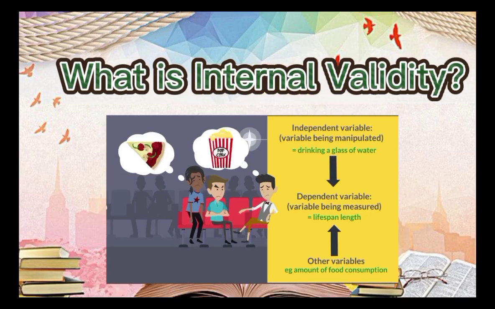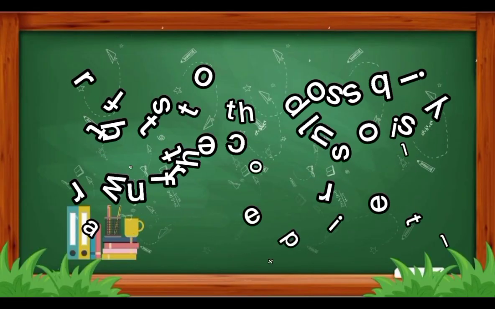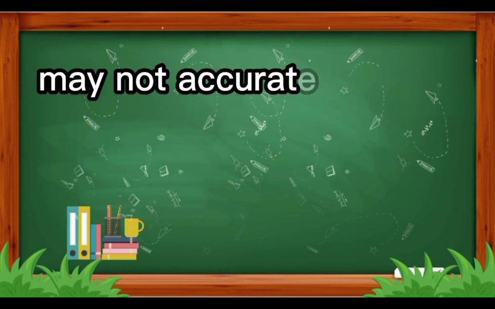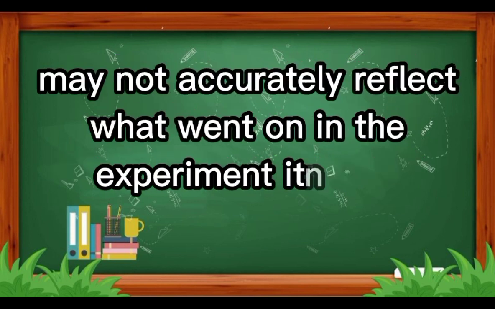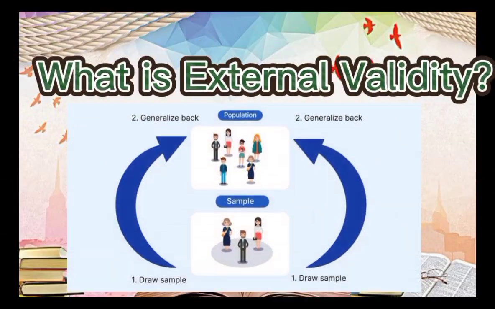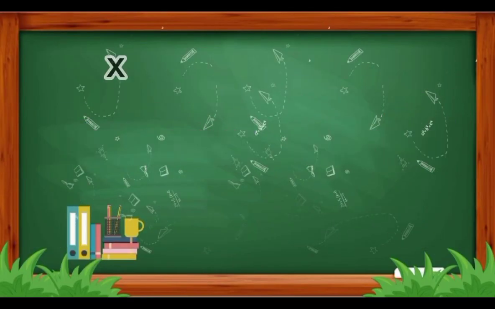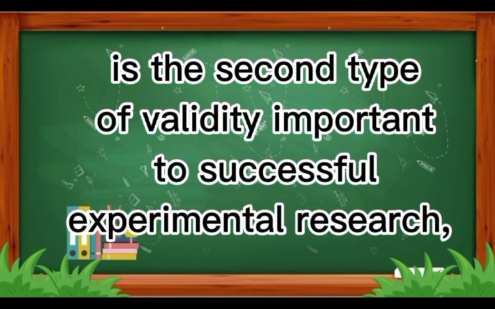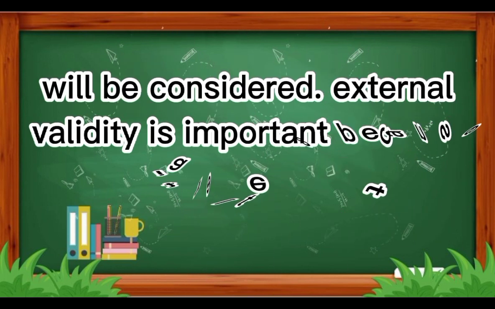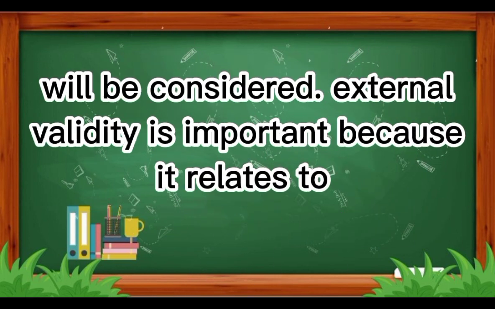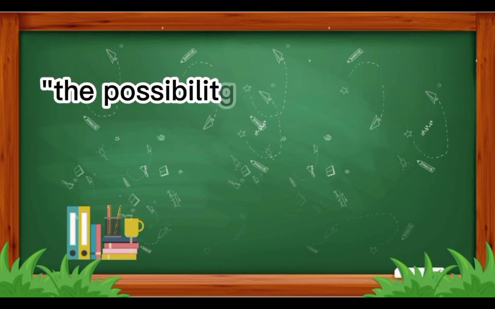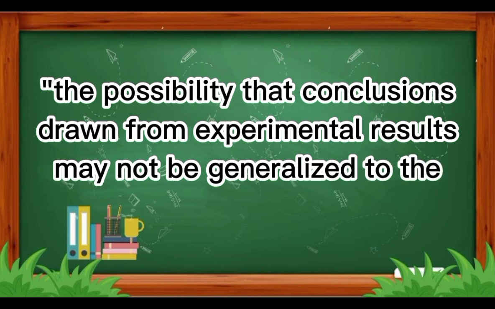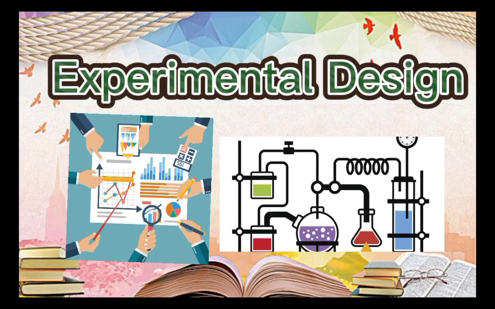What is internal validity? Internal validity refers to the possibility that the conclusions drawn from experimental results may not accurately reflect what went on in the experiment itself. What is external validity? External validity is the second type of validity important to successful experimental research. External validity is important because it relates to the possibility that conclusions drawn from experimental results may not be generalized to the real world.